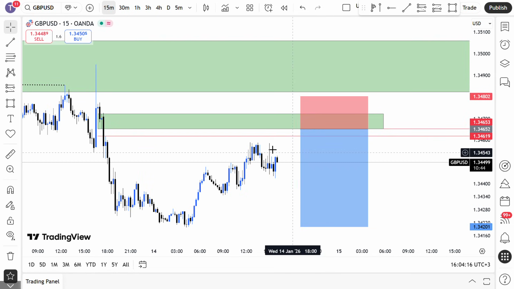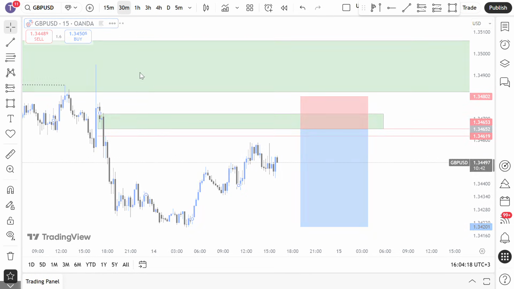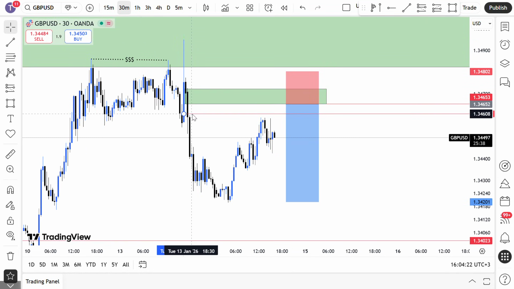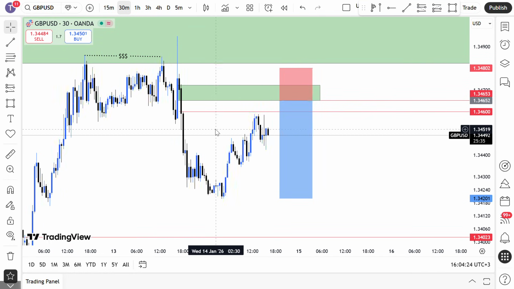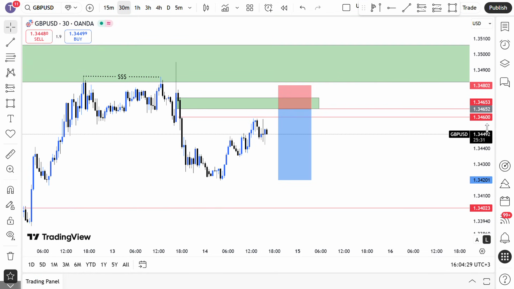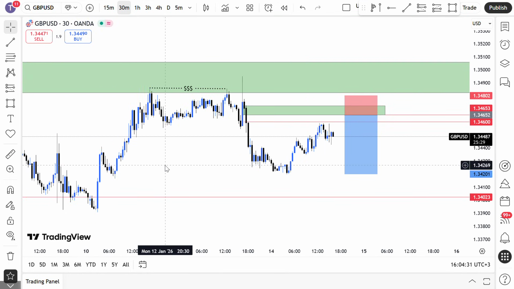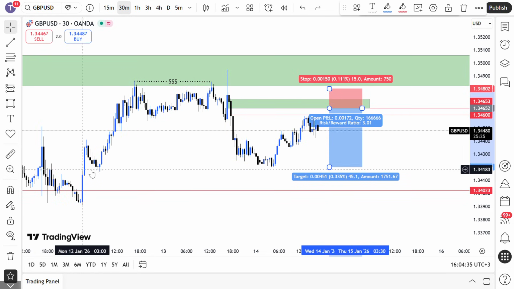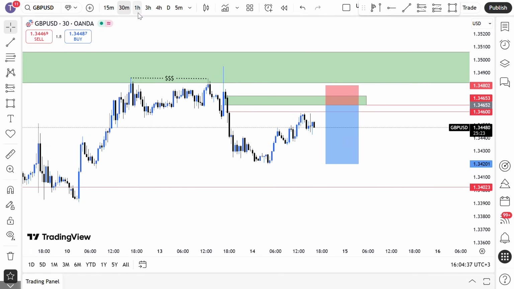So that is my point of interest on GBPUSD. I want to see this fair value gap being filled before the price moves to the downside. And then yeah, that is exactly what I expect. And then the price will be looking to sweep this lows liquidity or go even lower.